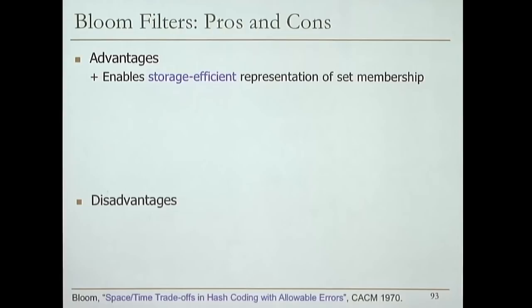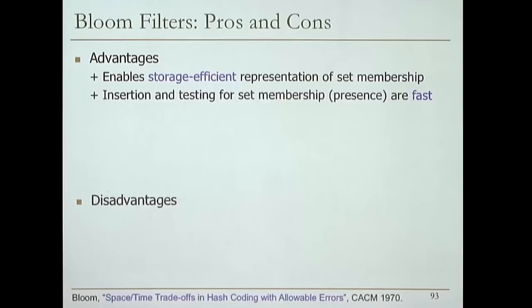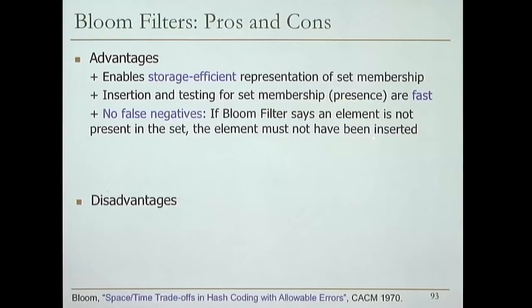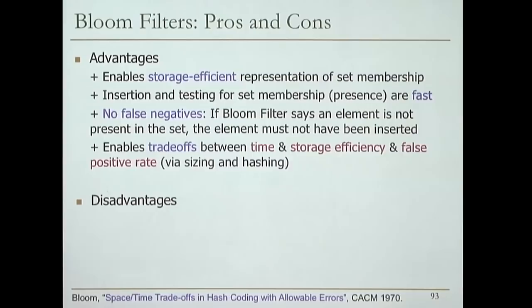So basically, it enables storage efficient representation of set membership. This is all hopefully clear. Insertion and testing for set membership are fast. You insert very quickly. Those hash functions, of course, need to be quick, right? So there's a trade-off there. If you want more complicated hash functions, that reduces your error frequency, as Bloom put it, but that's slower. No false negatives. If the Bloom filter says an element is not present in the set, the element must not have been inserted. That's good. And it enables trade-offs between time, storage efficiency, and false positive rate via sizing and hashing.